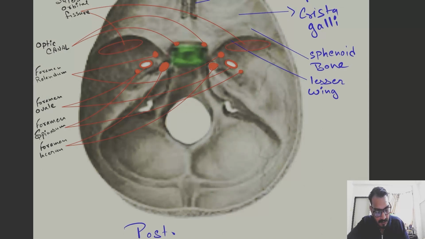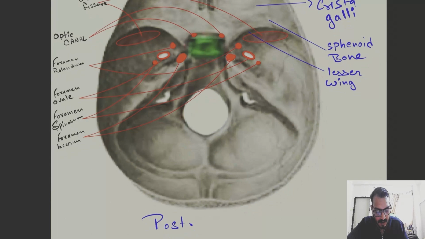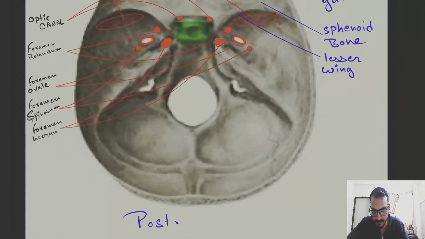Don't get confused in these four foramens, guys. What is the first one? The first one is foramen rotundum. On the posterior-lateral side, we have one more foramen, known as foramen oval. Again posterior-laterally, we have one more foramen, foramen spinosum. And on the medial side of foramen oval, we have one more foramen that is known as foramen lacerum.